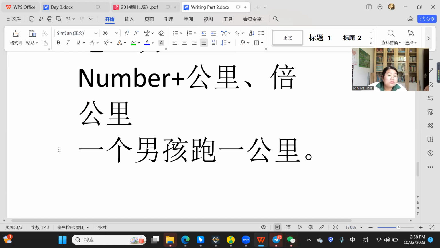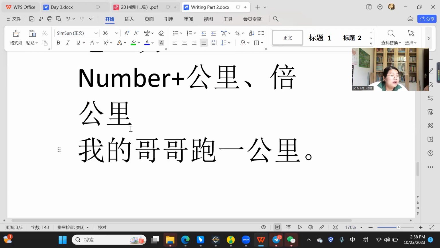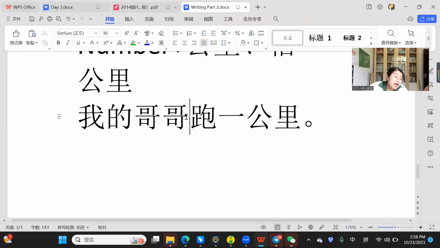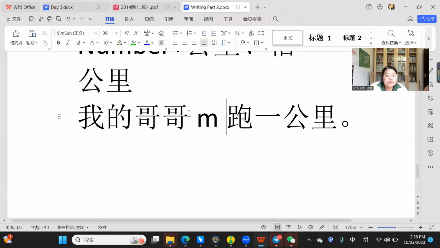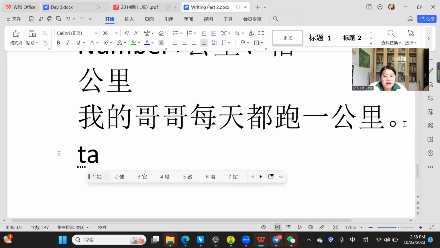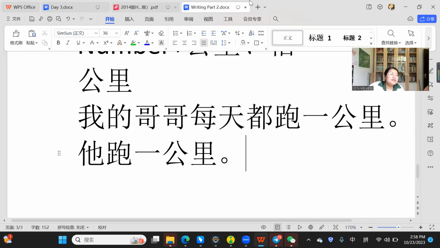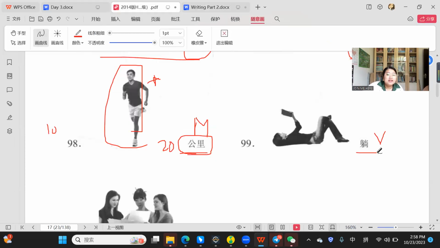Here you can also use 这个男孩是谁？我的哥哥, my brother 跑一公里. And if you want to use an adverb in front of it, we can use 每天都跑一公里, because between subject and verb we can put an adverb, right? 每天都 can be used as an adverb. So 我的哥哥每天都跑一公里, or 他跑一公里, this is also okay. So it becomes easy, right?